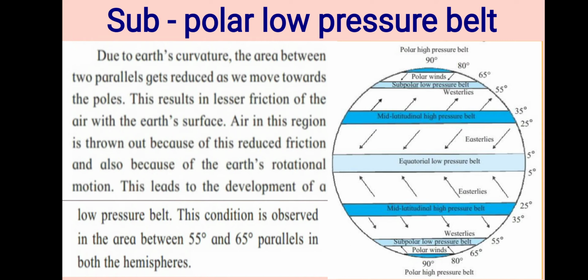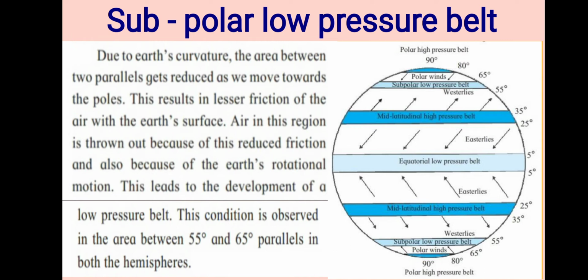Where is the subpolar region situated? See in this figure carefully. It lies between the 55 degree parallel and the 65 degree parallel in both hemispheres. See carefully, this region is shown in a light blue color. In both hemispheres we are able to see it, in the north also, in the south also.